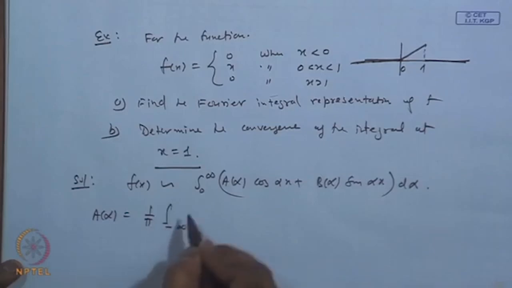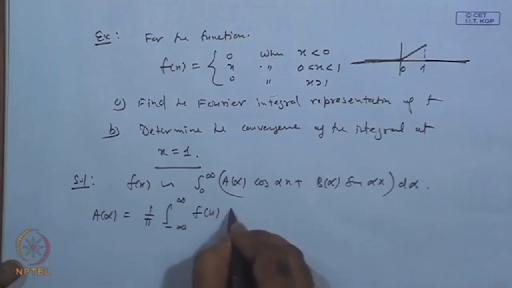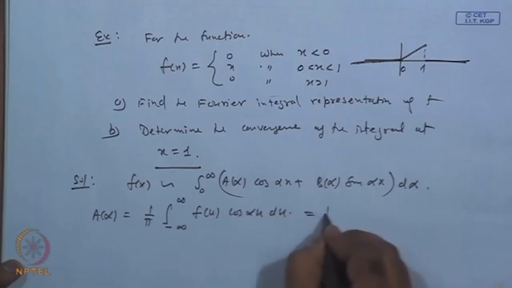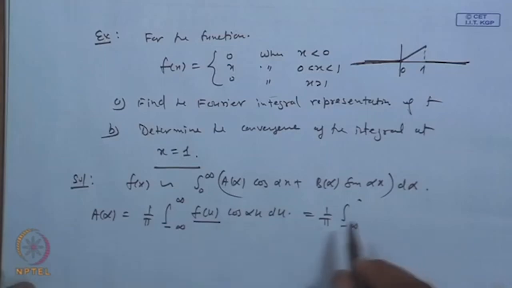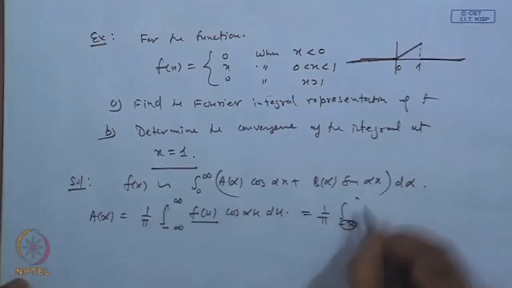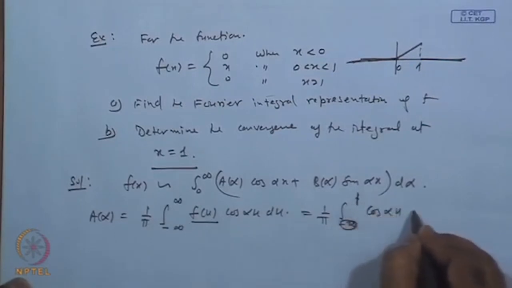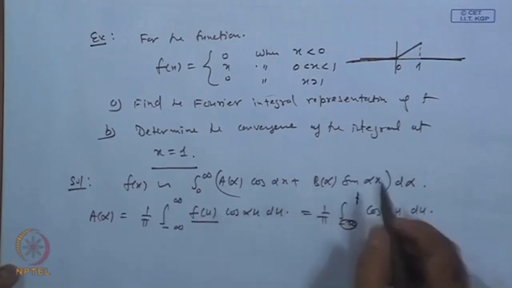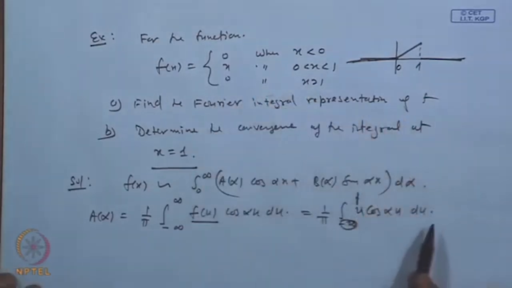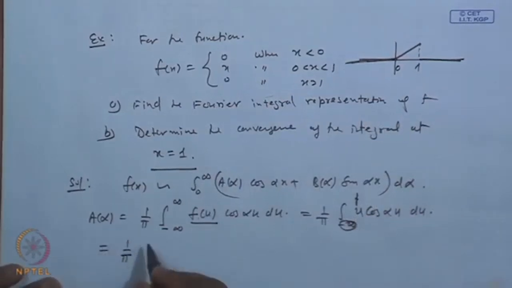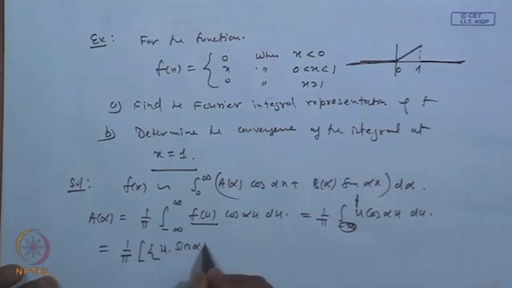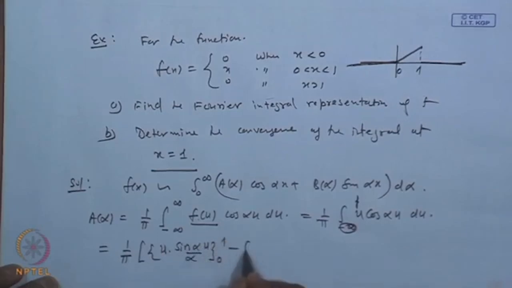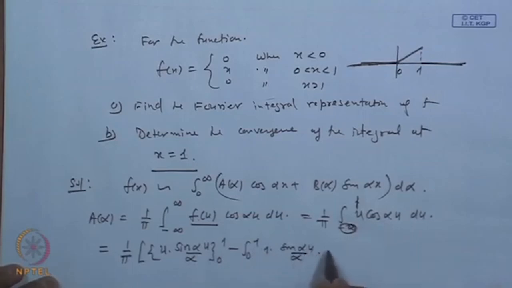We calculate this A(alpha), that is 1 over pi, integral from minus infinity to plus infinity of f(u) cos alpha u du. The function is 0 on the negative axis and for x greater than 1. So, basically we have 1 over pi, integral from 0 to 1 of u cos alpha u du, and this we can integrate. So, 1 over pi, we have u as it is, and the integral of cos is sin alpha u over alpha, from 0 to 1, minus the integral from 0 to 1, where the derivative of u is 1, of sin alpha u over alpha du.